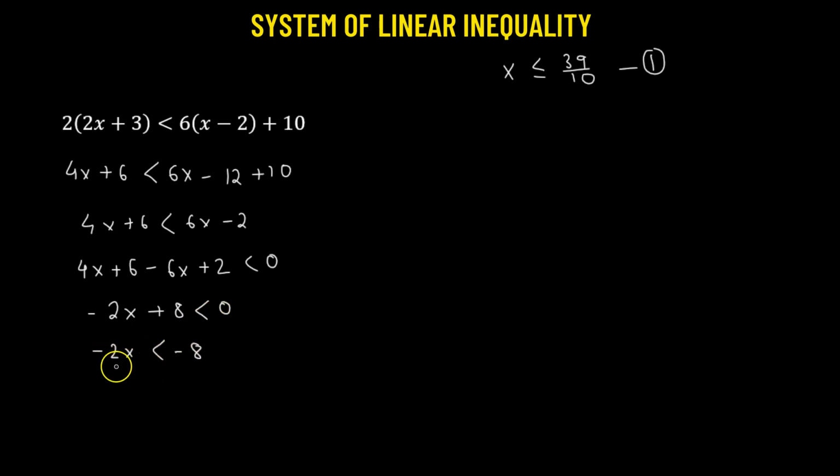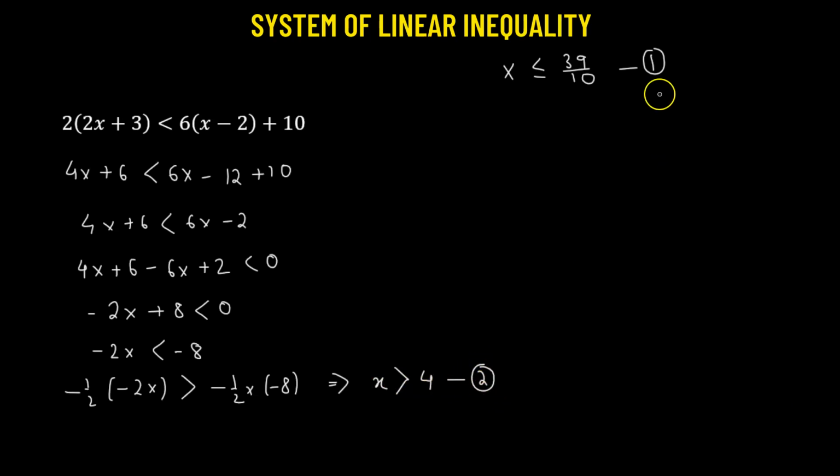Or we have negative 2x less than negative 8. Now we'll use the same property, and this time we are going to multiply with negative half. So we have negative half multiplied to negative 2x, and this is going to change the sign of the inequality. It will become greater than negative half multiplied to negative 8. So solving this is going to give us x is greater than 4. So this is number 2. So in number 1, we obtained x is less than or equal to 39 over 10. And in number 2, we got x is greater than 4.